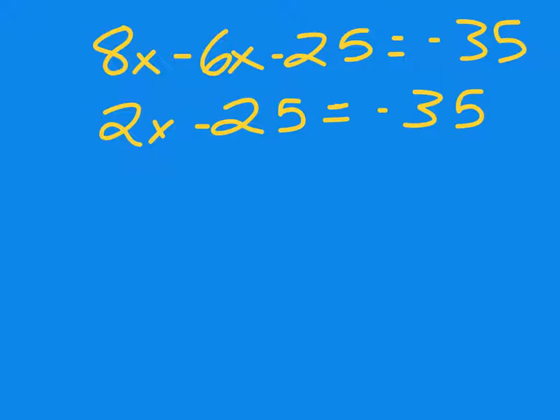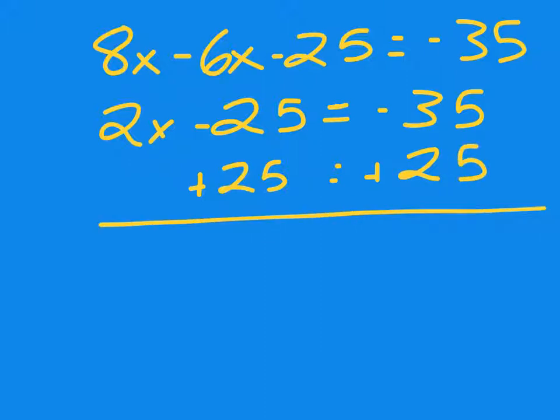You have 2x minus 25 equals a negative 35. What you need to do is get rid of this negative 25 by using the inverse operation. Instead of a negative 25, we're going to add 25 to this side, and we're going to add 25 to this side as well. On this side, it cancels out, leaving us with 2x. And on the other side, we have a negative 35 plus 25, and we're left with a negative 10.